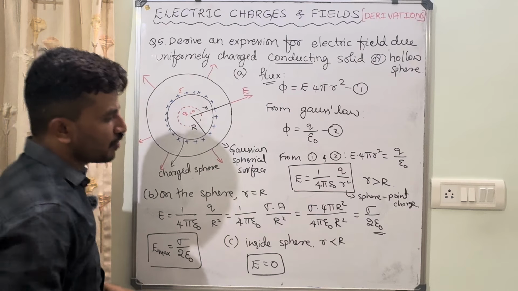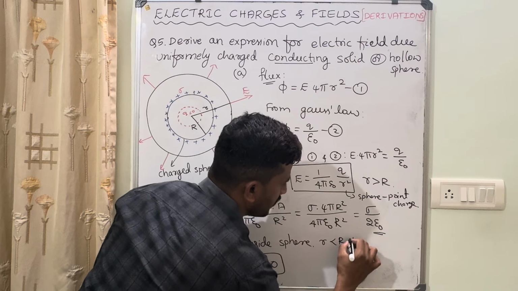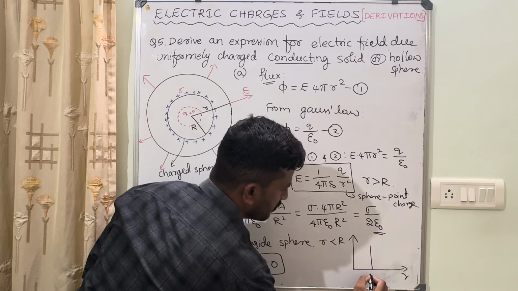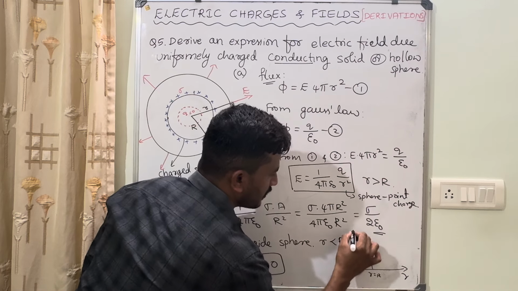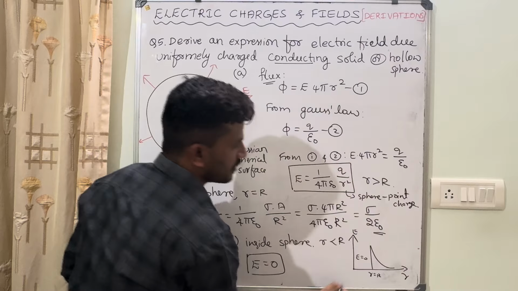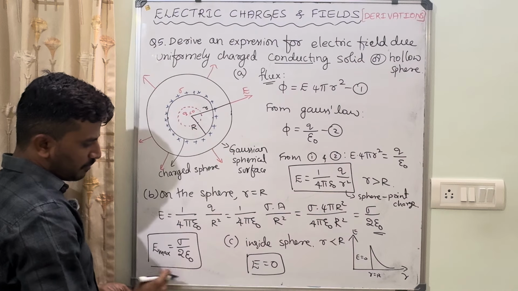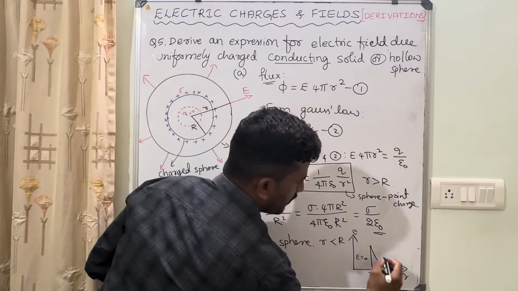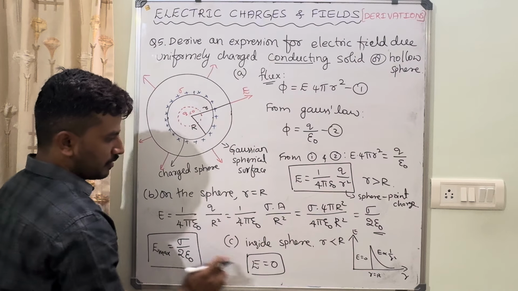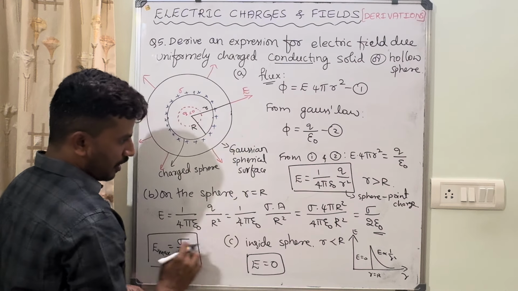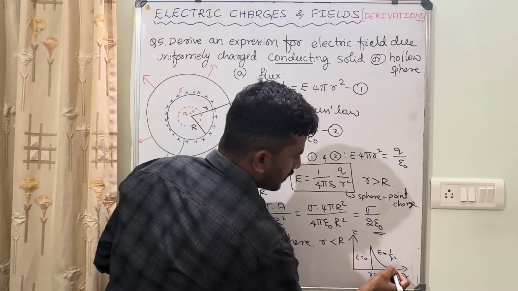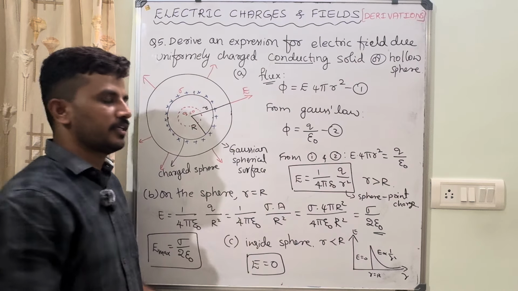So, if you draw the graph of electric field versus distance, till r is equal to capital R, electric field will be 0, and after that it varies like this. This is the maximum electric field given by sigma by 2 epsilon naught, and after that E is inversely proportional to r square. Outside, it is inversely proportional to r square; on the sphere it is maximum; inside it is 0. You will get a graph like this, it extends till infinity.